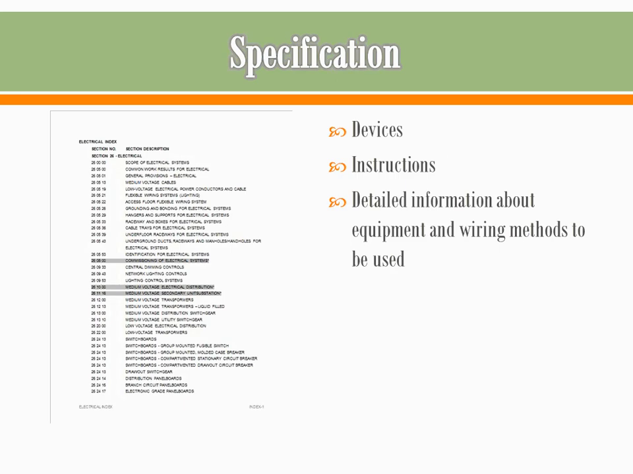And the last part, specification. What this gives is detailed information about equipment and wiring methods to be used. So it is a fairly big one. I just gave you kind of a cut sheet right there of a breakdown of what is all contained in our specification that was given to us already. And that is actually the last one.